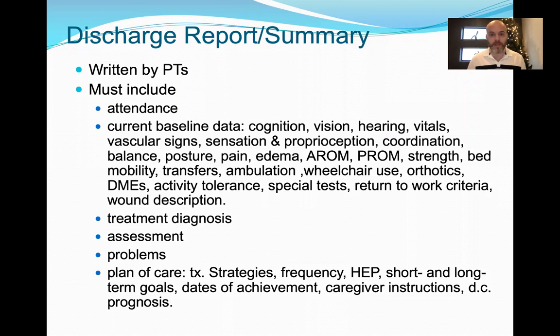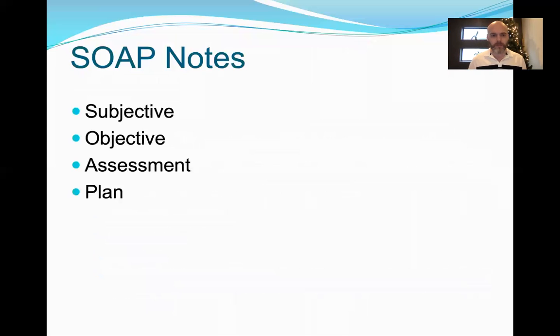But I will let y'all go through this. Where it says current baseline data, you're only going to do the things that are really most important for what we've been working on. There's a lot of stuff written there, like cognition, mentation, vision, hearing, vitals. We wouldn't be talking about vision so much probably with our patient, or cognition, unless they were a brain injury patient. And then we would be talking about cognition as far as, can they remember the steps of getting in and out of the wheelchair that we've showed them? Can they remember the steps of getting in and out of the bathroom that we've taught them? Those kinds of things. We've already gone through that.